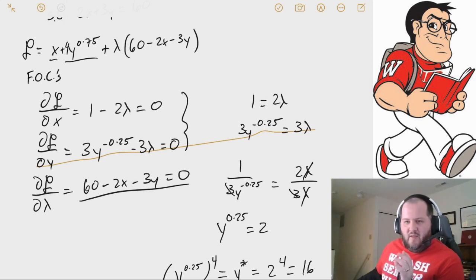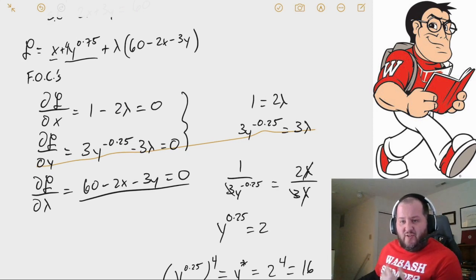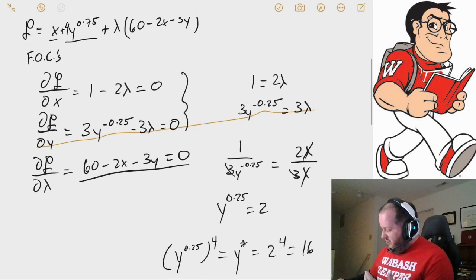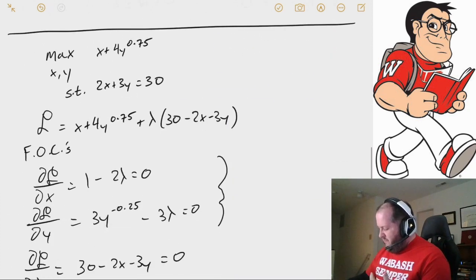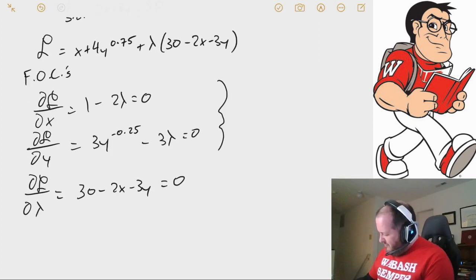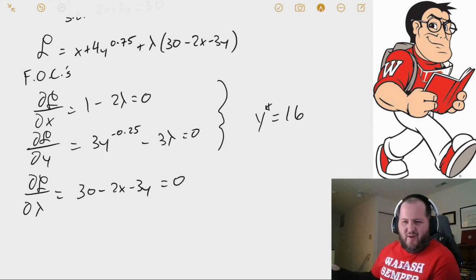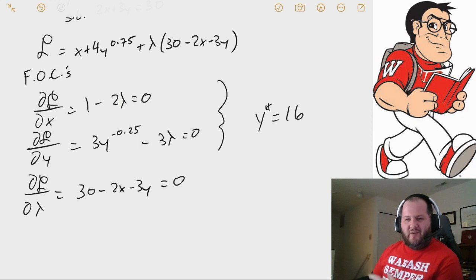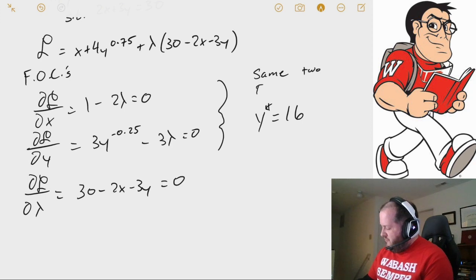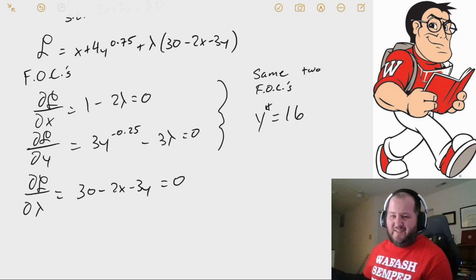So these first two first order conditions are completely identical. And that means all these calculations over here are going to come out the same. I could set them up and go do them, but with these two equations being exactly the same, I know right away that y star is going to come out as 16, because those equations are exactly the same as last time. So I'm going to write: same two first order conditions. So it's going to give me y equals 16 again.